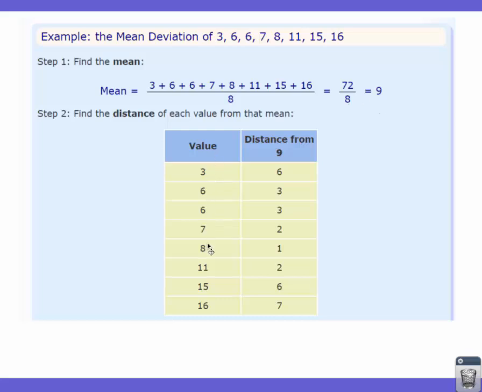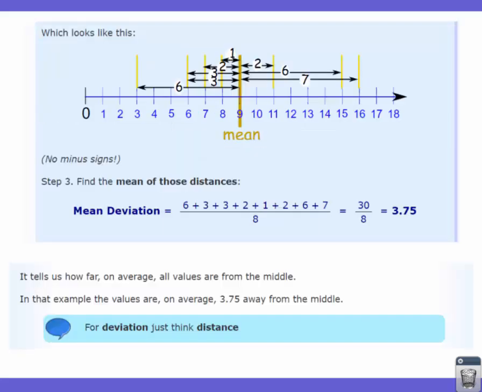Beside each one of my data values, I have to find out how far that number is away from 9. So I do 9 minus 3 is 6, 9 minus 6 is 3, 9 minus 6 is 3, 9 minus 7 is 2, and so on all the way down. But you'll notice when I do 9 minus 11, that should be a negative 2. But we still just leave it as 2, because we need the positive distance. Distance is always positive. So now that I found all the distances each number is away from the mean, we take those values, add those together and divide by 8. So our mean absolute deviation in this particular case is 3.75.